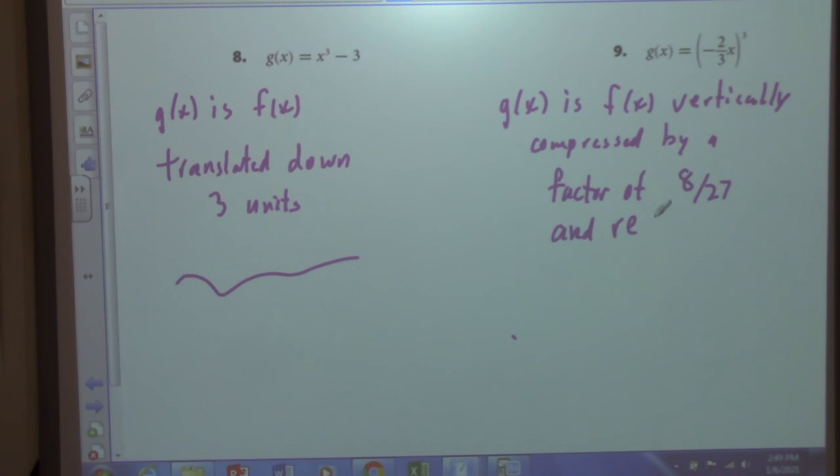Reflected, which way? This is rude. I'm going to walk away from that. I didn't say that. Okay, is that right? Yeah, that's right.